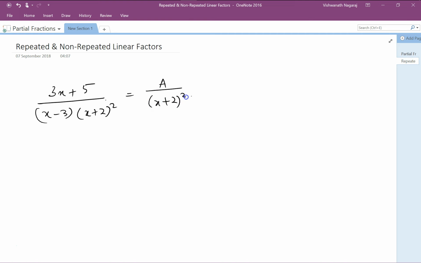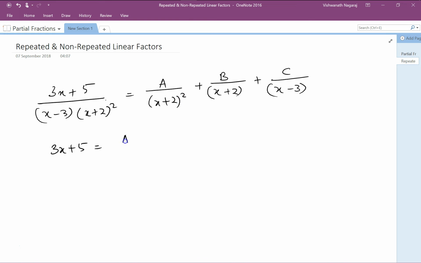So x plus 2 square remains as it is. Then there are two of these, x plus 2, one of this we take again, and then c by x minus 3. Let's take it further. 3x plus 5 is equal to, now here if you look at it, x plus 2 the whole square is there, so we don't need to multiply it with this, but this is missing in the denominator of a.